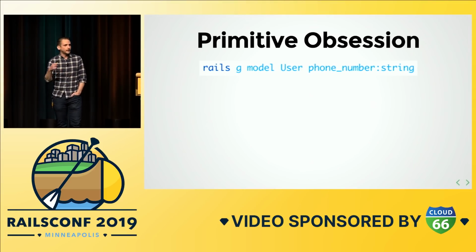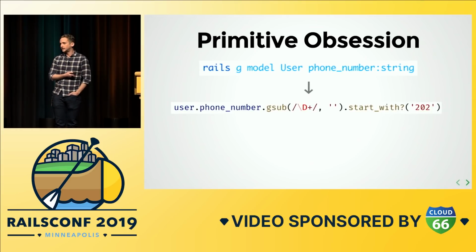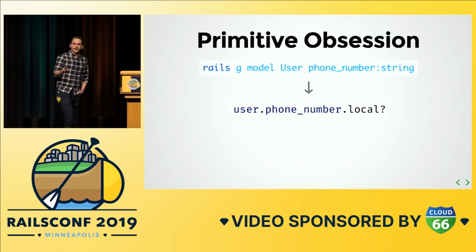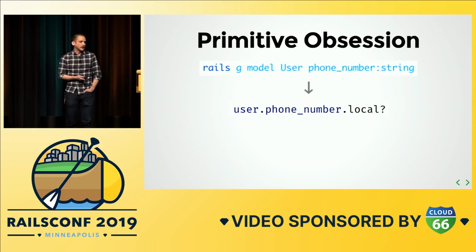But the temptation is to then think of a phone number as being the same as a string. And when you do that, you end up writing code that looks like this, when what you really mean to express is that your phone number is local, right? Like concepts in your problem domain. So we'll look at some concrete examples.